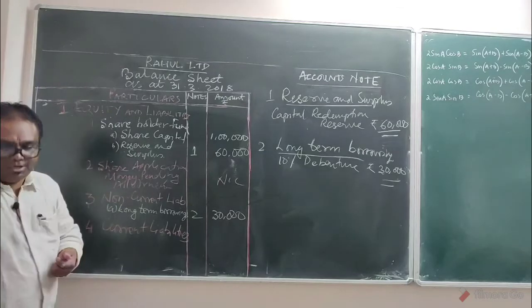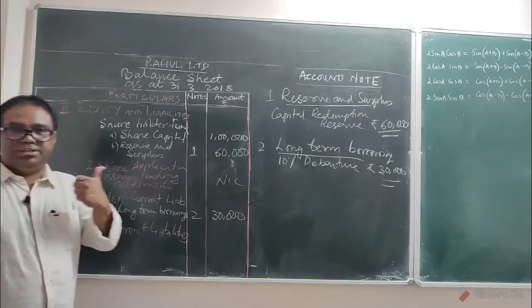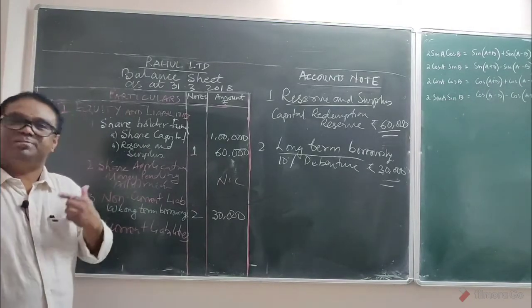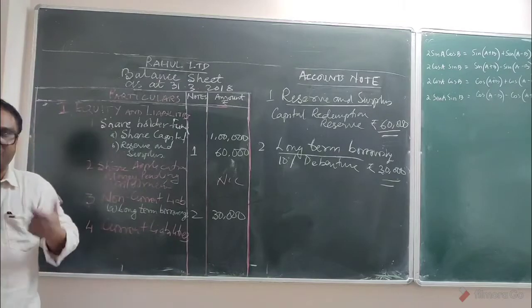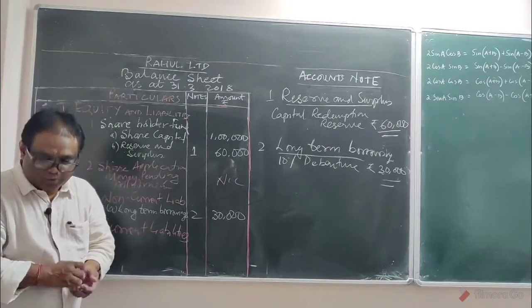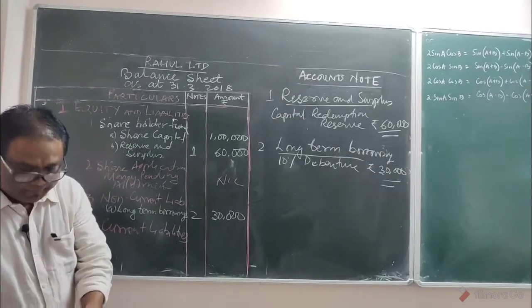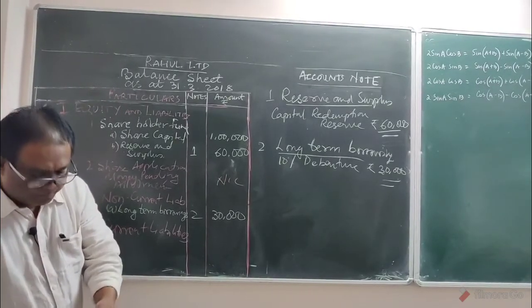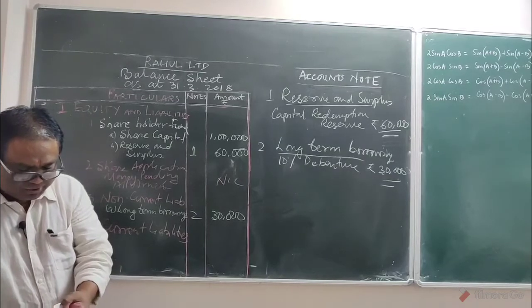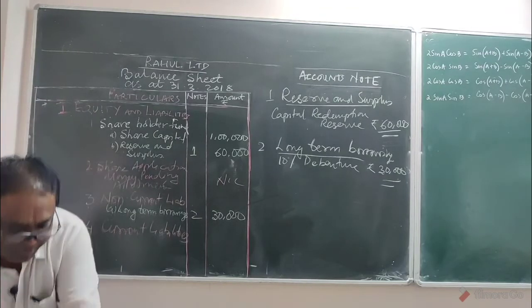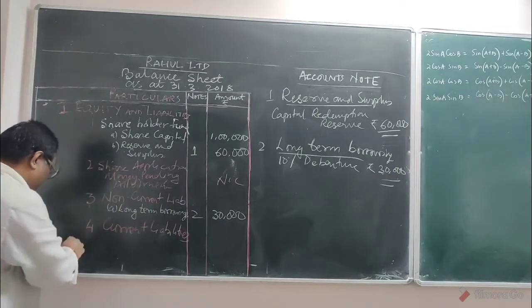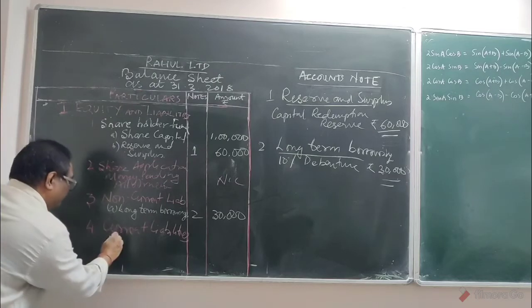So current liabilities. Current liabilities are those liabilities which are payable within 12 months, within the span of 12 months, the amount is payable to the outsiders. So in this question here, current liabilities are here. Short-term borrowings here is short-term loan from Monica Limited.